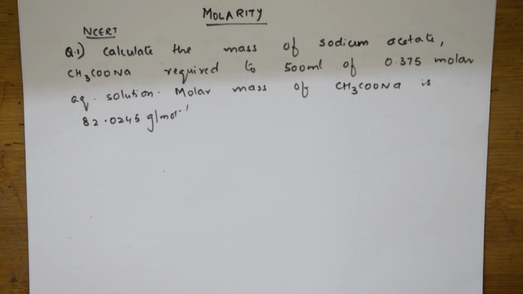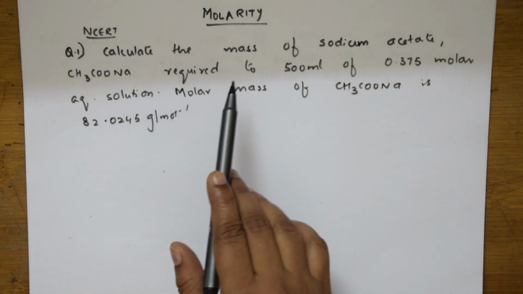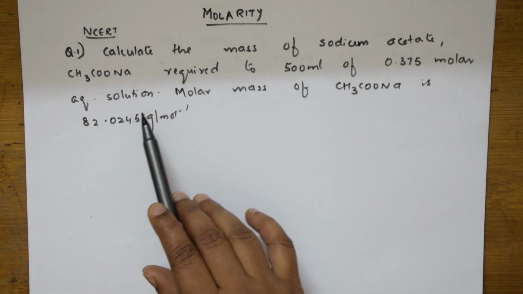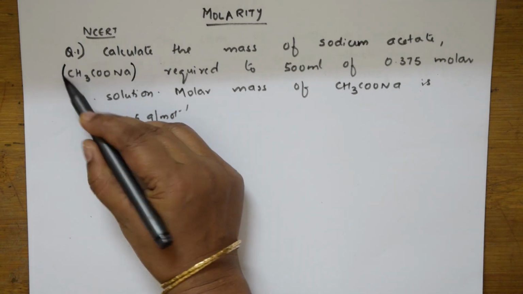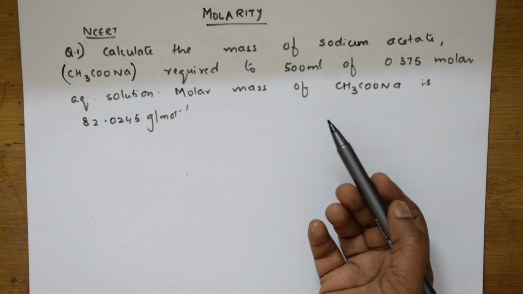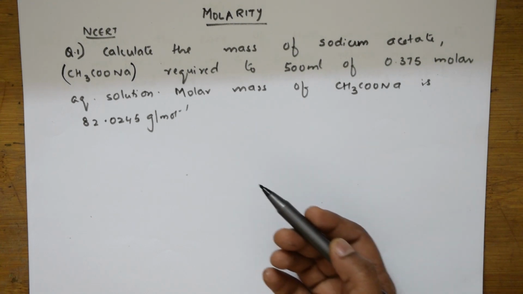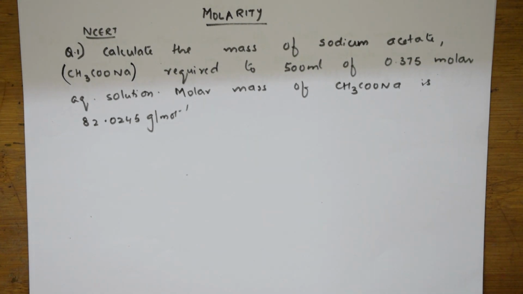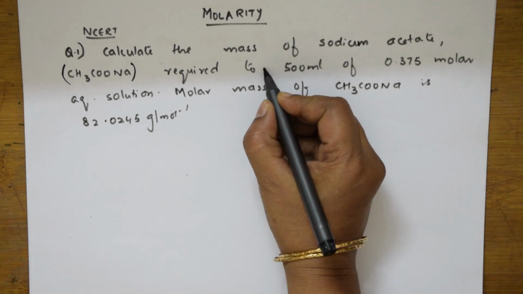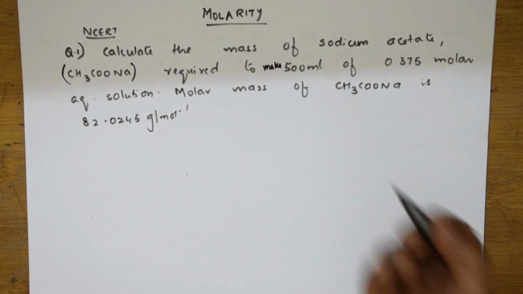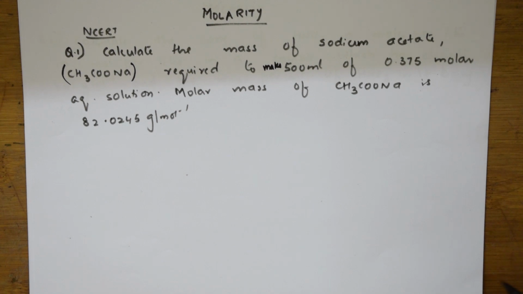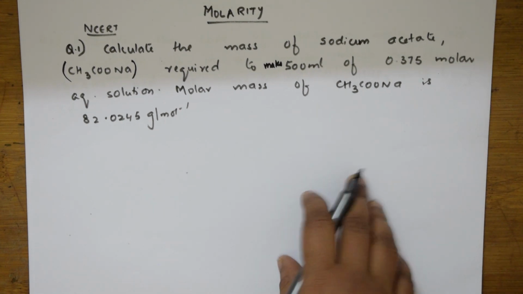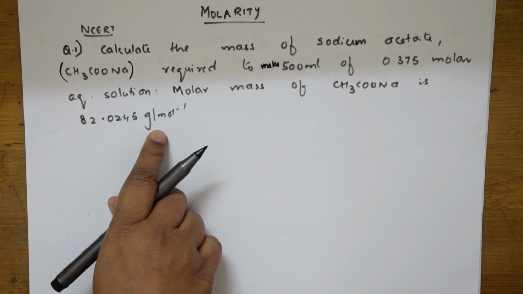So when I have to go with the first question, let us see what did they give us. Calculate the mass of sodium acetate, that is a formula given to us here, required to make... There is a small word missing, isn't it? So let us read again. Calculate the mass of sodium acetate required to make 500 ml of 0.375 molar aqueous solution. Molar mass of sodium acetate is 82.0245 gram per mole.